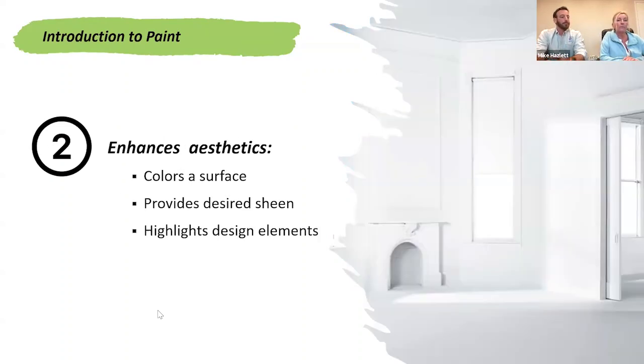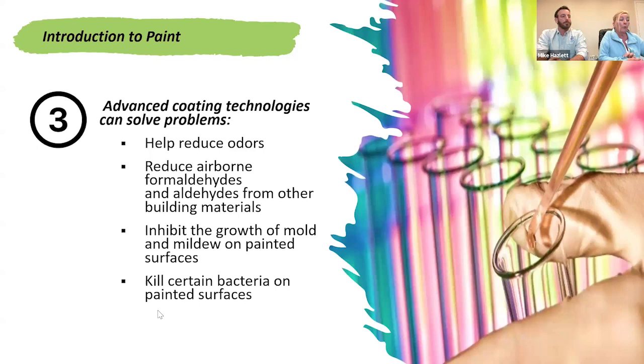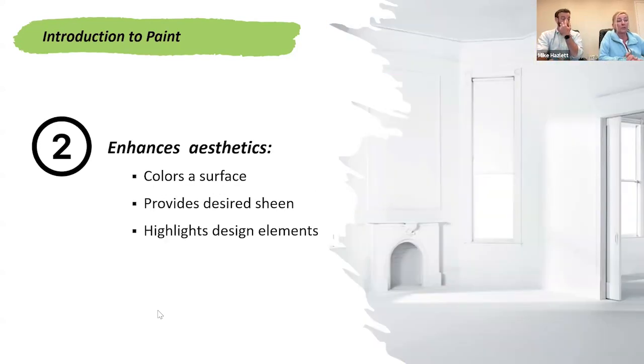So it enhances aesthetics. The color of a surface is the aesthetic part of it. It provides a desired sheen, so flat or satin if we want a little bit more protection, and highlights design elements. Paint also transforms the look of a room through color, sheen, and its ability to highlight certain design elements.